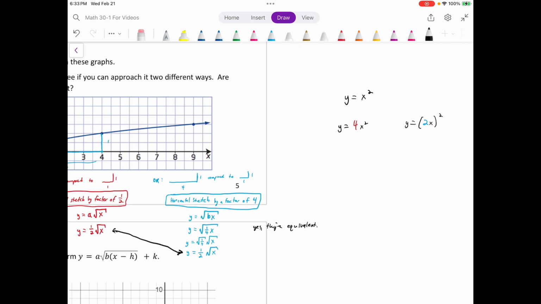Right? Replace x with 2x. And that gives you y equals 4x squared. Equivalent things, right? Equivalent equations. It's actually the same function in the end.